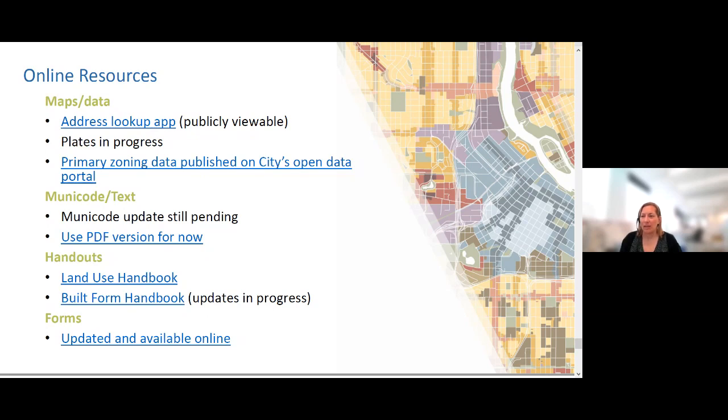Starting with maps and data, there's the address lookup app. That's the interactive map that was referenced earlier in the presentation. Like Jason had said previously, you can find all the zoning for properties on that app. The zoning plates are still in the process of being updated. There is primary zoning data that has been published on the city's open data portal. That's available now as well.